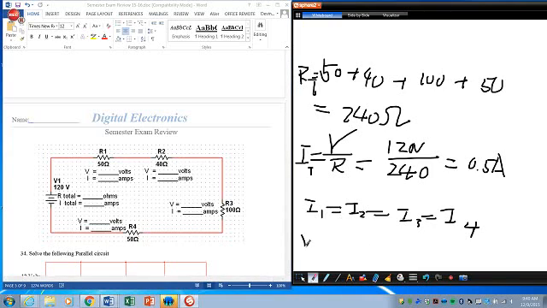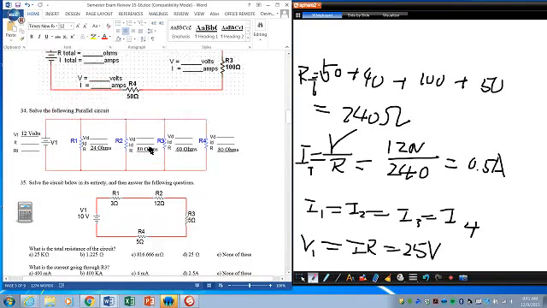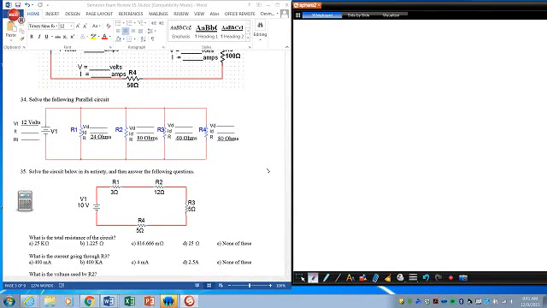To find the voltage for each resistor, you should also know the equation by heart: V equals I times R. Since the current is 0.5 times 50, that gets you 25 volts here. And all you've got to do is the same thing for the others: current 0.5 times 40, 0.5 times 100, 0.5 amp times 50 ohms. So you should find the voltage like that. Really simple.